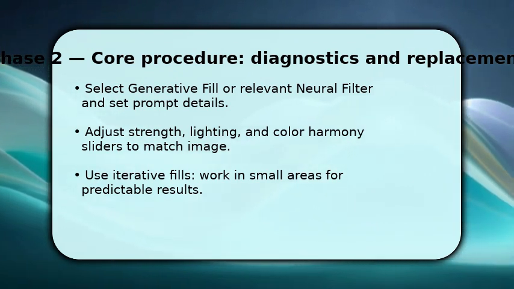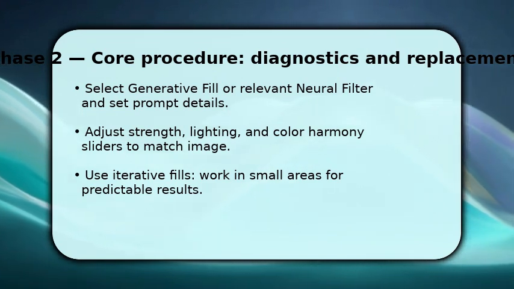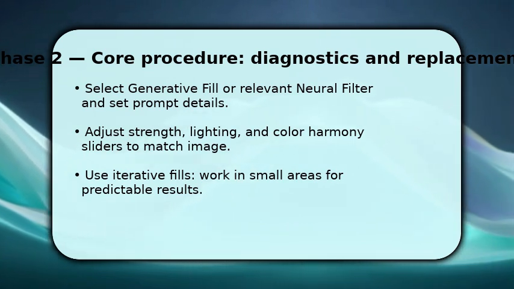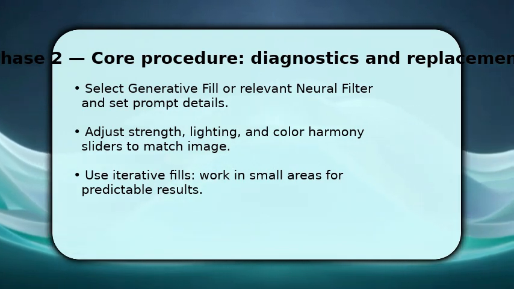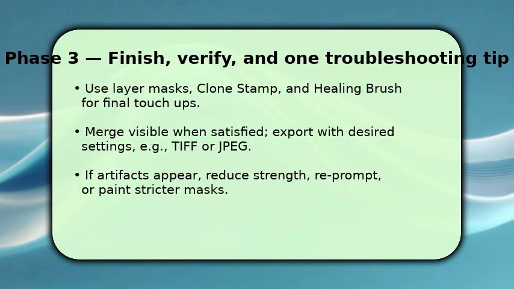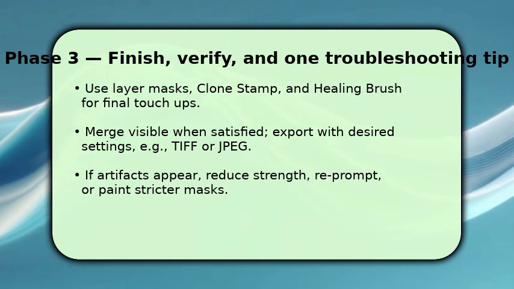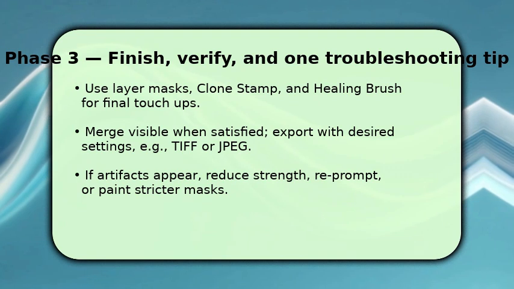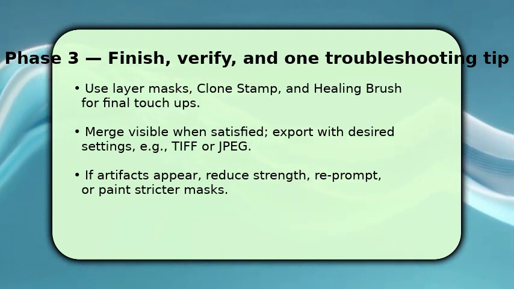Work in small areas rather than the whole image at once, because stepwise edits keep results predictable and let you correct course if the AI deviates from your intent. You finish by refining generated content. Use layer masks, the clone stamp, and healing brush for edges and texture continuity, because AI can misplace small details. Once satisfied, merge visible or export a copy in TIFF or JPEG with chosen compression.